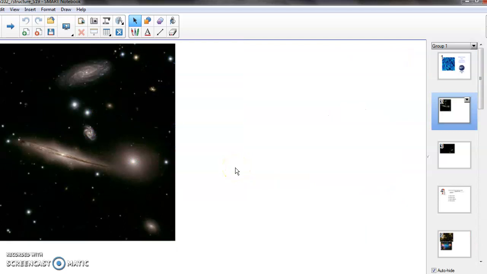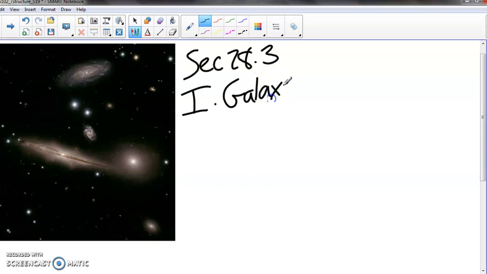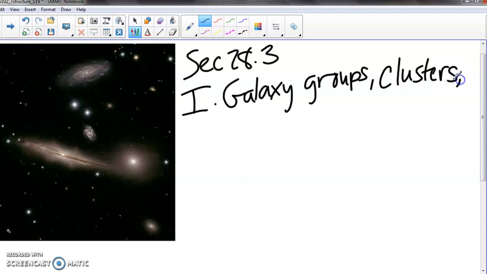So here we go. Chapter 28.3. So section 28.3. We're going to talk about the large scale structure of the universe, how galaxies tend to get together. We have galaxy groups, we have galaxy clusters, and then the big structures we call superclusters. So we're going to define each of those things. We're moving up bigger and bigger. Started with stars, galaxies, and now we are talking about groups, clusters, and superclusters.